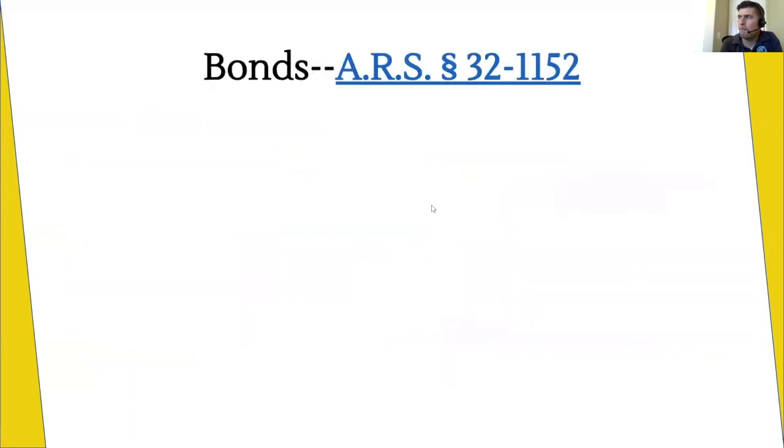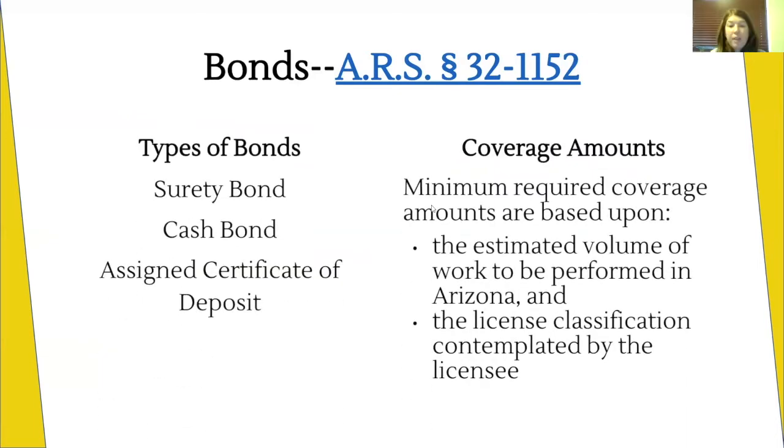Okay, so bonds tend to be a big deficiency because there are a couple of things that we need with bonds. First, there are 3 types of bonds that you can submit. A surety bond, where you would contact a surety bond company. We have a list on our website of companies able to issue these bonds in Arizona, and you would pay a premium to them, and they would issue this bond. Then we have a cash bond, where you pay the total bond amount to us, and that cash bond would be on file, or an assigned certificate of deposit, where you get a certificate of deposit at a bank, and we would have that on file as well.